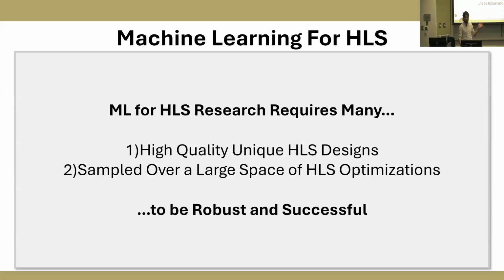But to do the ML stuff, I have a question. Say I trained an ML model on HLS designs sampled over a large space of HLS optimizations, but that just did linear algebra and matrix multiplication. Then I gave it a new HLS design that's something completely different, like graph processing. The model will not generalize, right? So we have to have a lot of distinct, unique HLS designs.